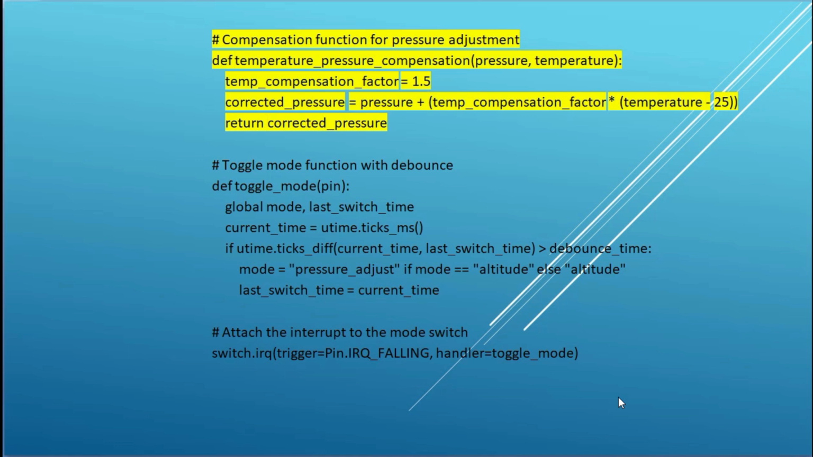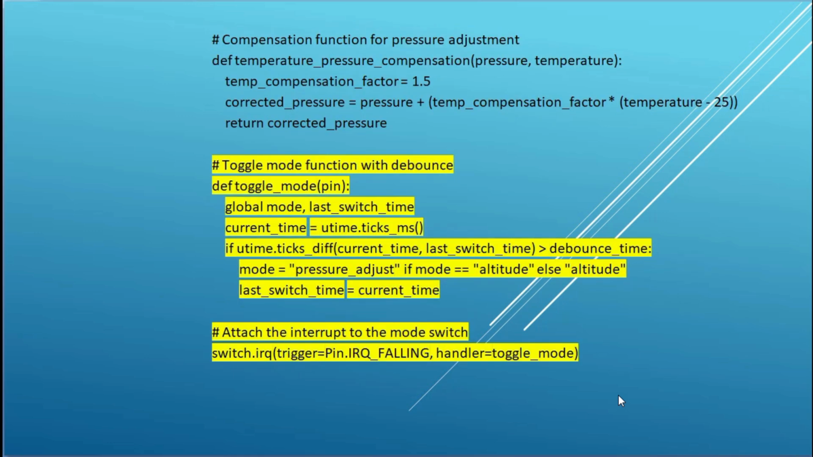So there are several functions used by the main routine. The pressure sensor on the BME 280 is temperature dependent. So this first function compensates the pressure as the temperature varies. The second function handles the switching between the altitude display and the pressure adjustment modes.